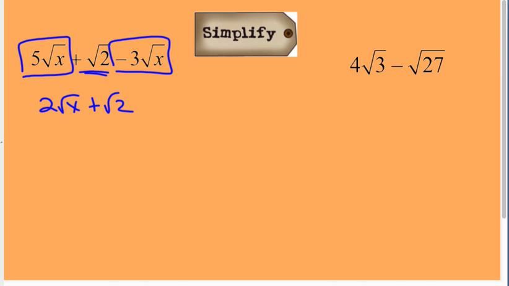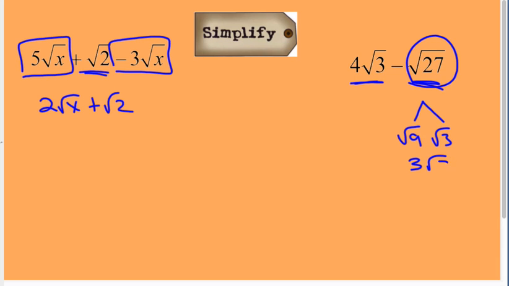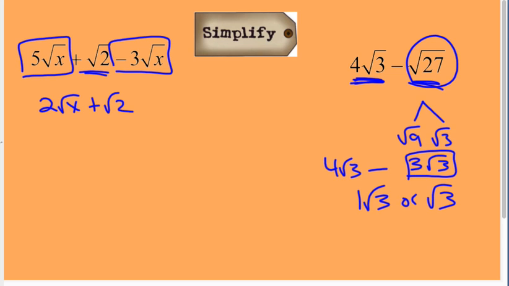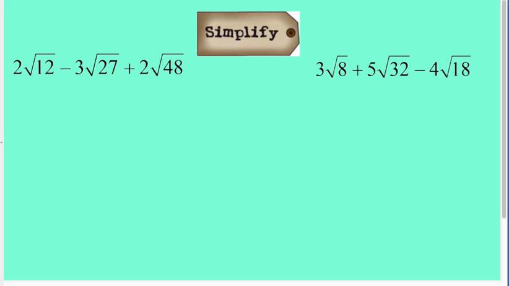Now here's where things can get a little tricky. Right now, on the surface, it doesn't look like I can put these two together. They're two different things. However, square root of 27 is not simplified. I can split square root of 27 into square root of 9 times square root of 3. So that's going to be 3 square root of 3. Now that this is simplified, this matches up. So it's like saying 4 square root of 3 minus 3 square root of 3. So my answer is going to be 1 square root of 3, or just square root of 3. So I've got to simplify this first.